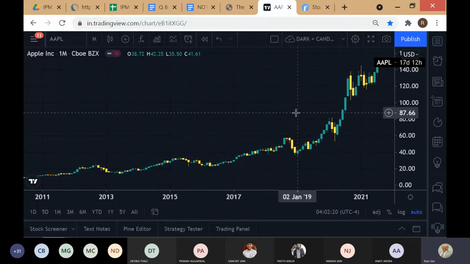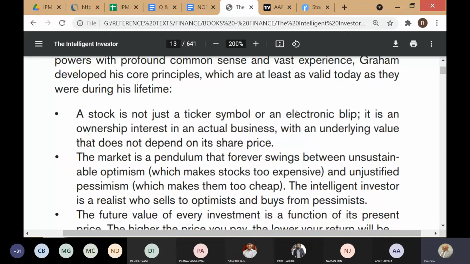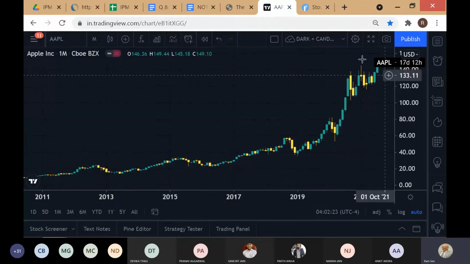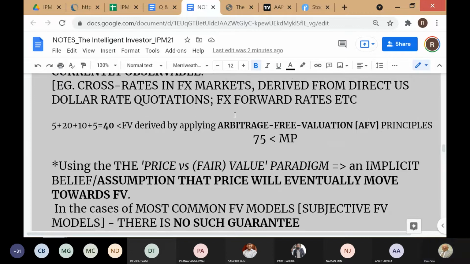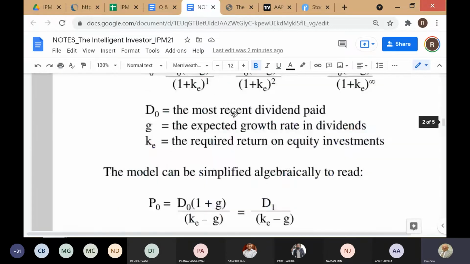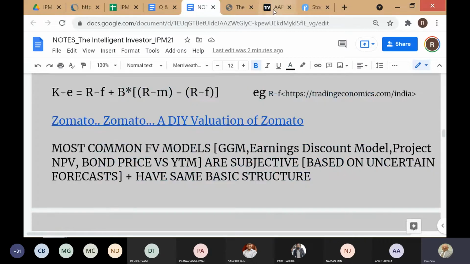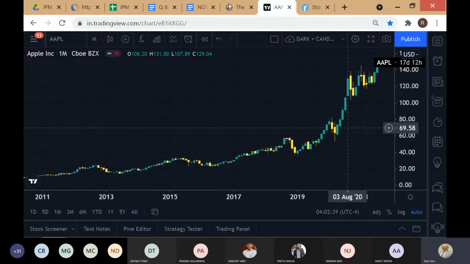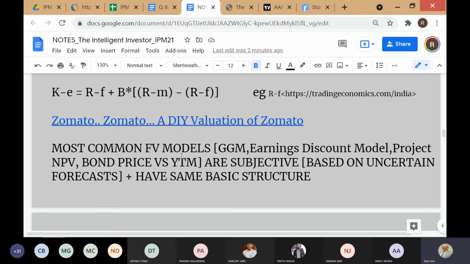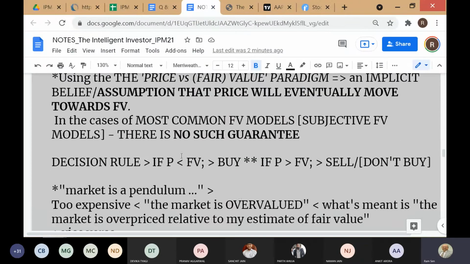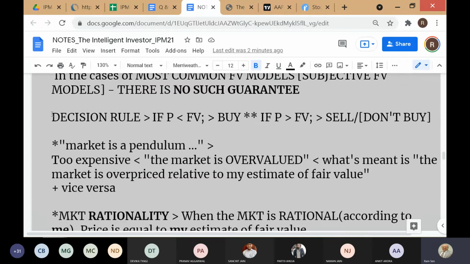So do all that, and what you do is you do all this analysis, you come up with a fair value estimate using the basic structure of a model like this, and you then compare the price to the fair value, and then you apply this decision rule. In this paradigm, the decision rule is, if the price is less than fair value, you buy, and if the price is greater than fair value, either you sell or you don't buy.